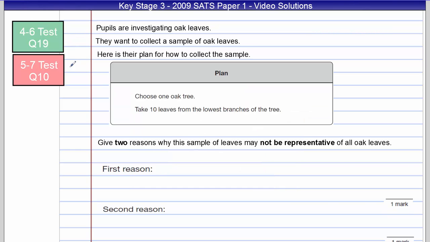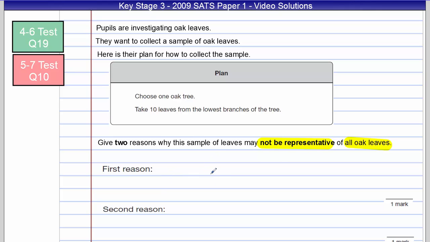Question 19 on the 4-6 test, question 10 on the 5-7 test. Pupils are investigating oak leaves. They want to collect a sample of oak leaves. Here is their plan for how to collect the sample. Choose one oak tree. Take 10 leaves from the lowest branch of the tree. Give 2 reasons why this sample of leaves may not be representative of all oak leaves.